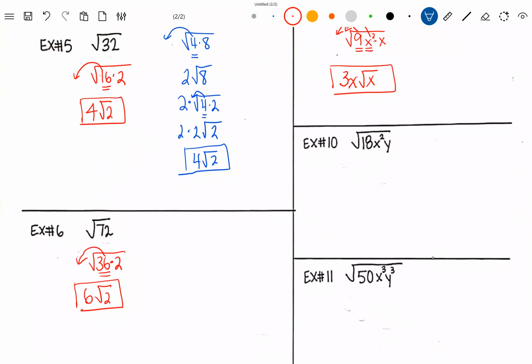Number 10. All right, so 18 is not a perfect square. It's 9 times 2. X squared is a perfect square. I don't have to rewrite it. And y, even though that's an odd exponent, I can't rewrite it as anything. So what I'm going to underline, I can square root the 9, and I can square root the x squared. So square root of 9 is 3. Square root of x squared, half of 2 is 1. And that 2 and that y stay under the radical.